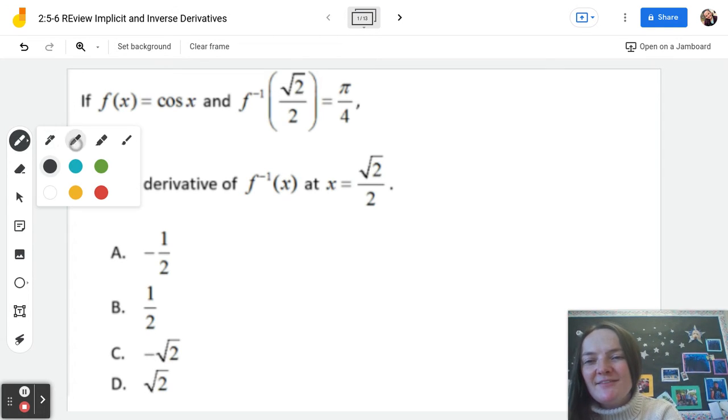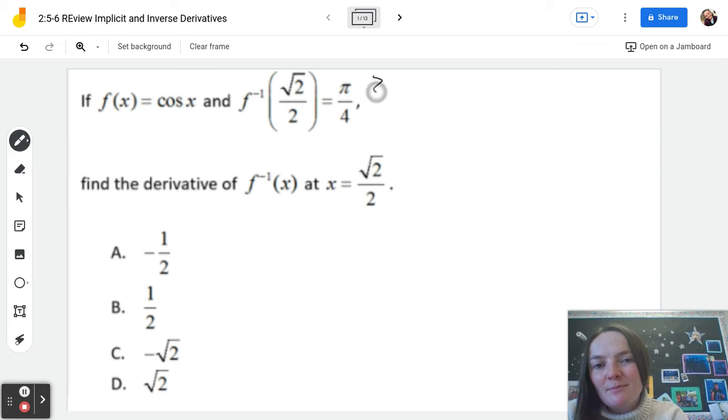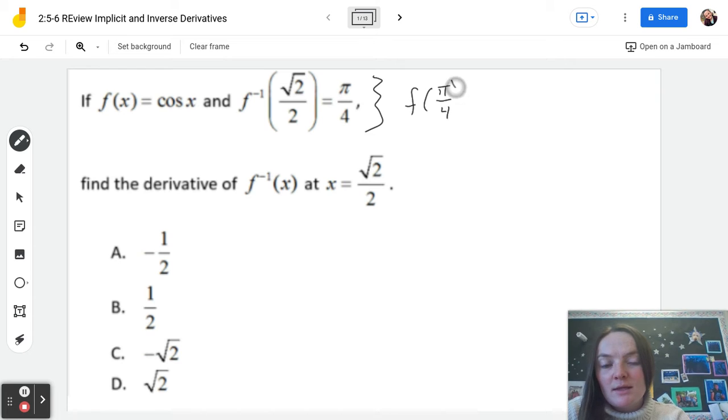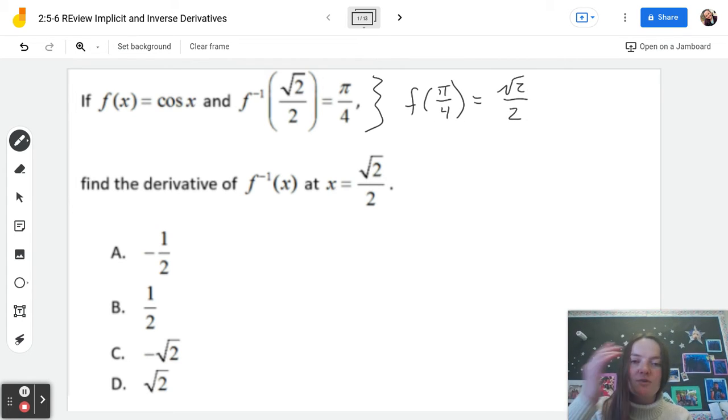Okay, they kind of gave us a little Easter egg here, something important, and it was this point right here. If f inverse of radical 2 over 2 is equal to pi over 4, then we can say that f of pi over 4 is equal to radical 2 over 2. That's just a property of inverses: inverses switch input with output, which is good to know. So we want to know what the derivative is at radical 2 over 2.